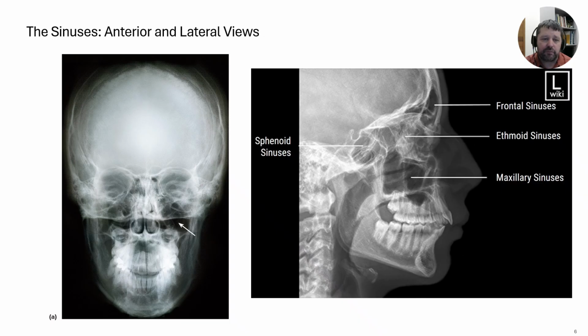Ethmoid sinuses, maxillary sinuses will often be associated sometimes with dental work. Okay, so if you have a dental infection, sometimes it'll spill over into the maxillary sinus, and the top portion of the jaw will be in pressure and have lots of pain, etc.